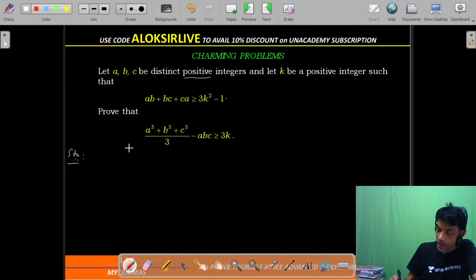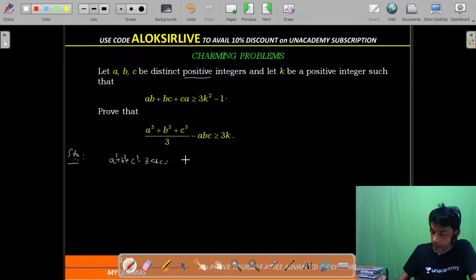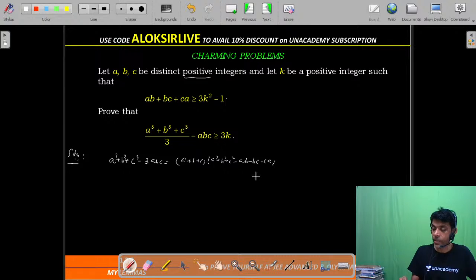So let me use this one first. First of all, positive integers, and this is given. So I can write a cubed plus b cubed plus c cubed minus 3abc as a plus b plus c times a squared plus b squared plus c squared minus ab minus bc minus ca.